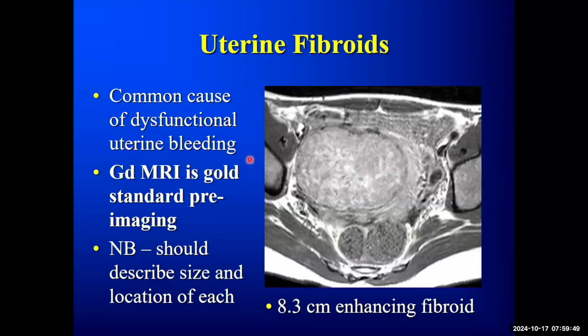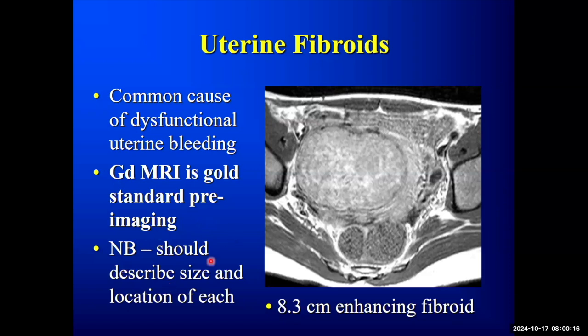Uterine fibroids are a common cause of dysfunctional uterine bleeding. Although ultrasound is widely available and widely performed, we usually insist on gadolinium-enhanced MR. It really helps define the appearance of the fibroids. Sometimes fibroids spontaneously necrose, and you can't kill a dead fibroid. So these are really helpful for us in terms of decision making.